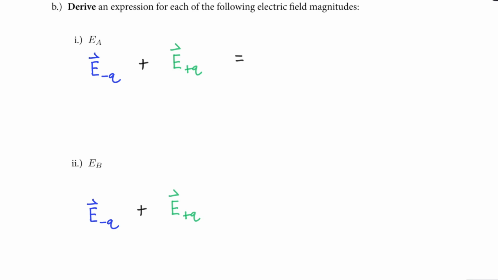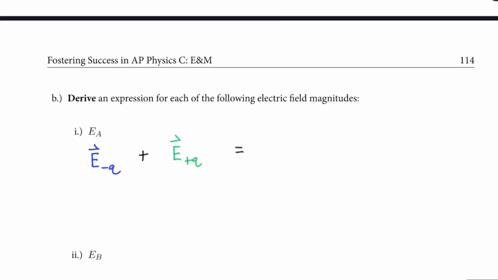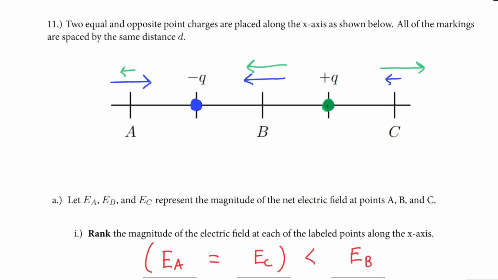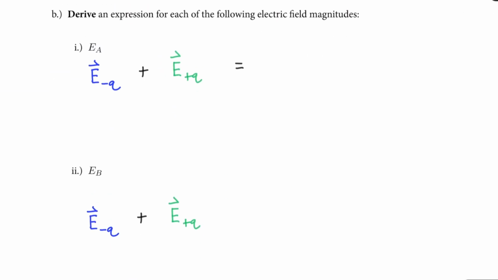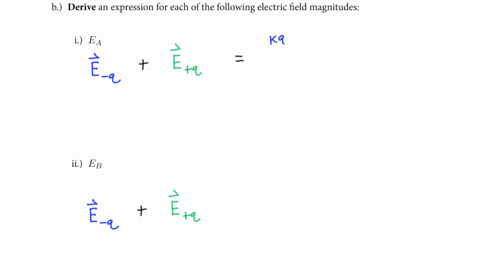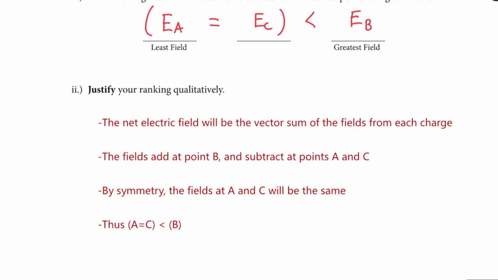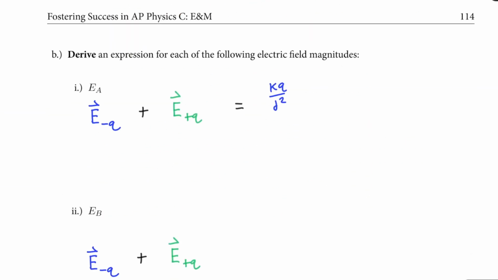So we can see that for my EA, well, A is 1 tick away from the minus Q. So we get kQ over d squared as the contribution. And then since there's a sink, we see this points right. So this would be a plus i hat.